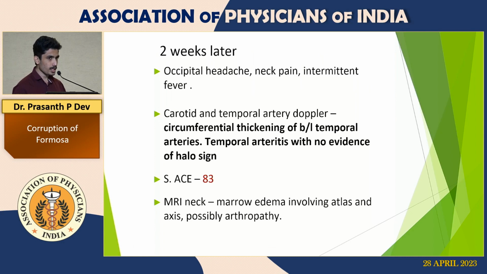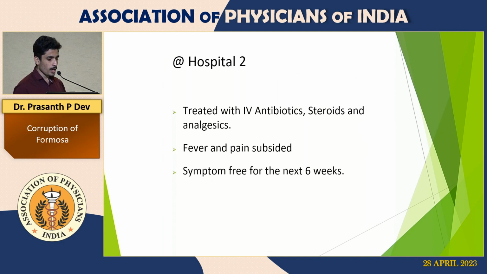2 weeks later, he developed an occipital headache associated with neck pain with intermittent episodes of fever and night sweats, and he was admitted to another hospital. Carotid and temporal artery Doppler there showed circumferential thickening of bilateral temporal arteries, which was suggestive of temporal arteritis with no evidence of halo sign. His serum ACE levels were elevated, at 83. An MRI neck done there showed marrow edema involving atlas and axis, suggestive of the possibility of arthropathy. There he was treated with IV antibiotics, steroids and analgesics. His fever and pain subsided, and he was symptom free for the next 6 weeks and was discharged from there.